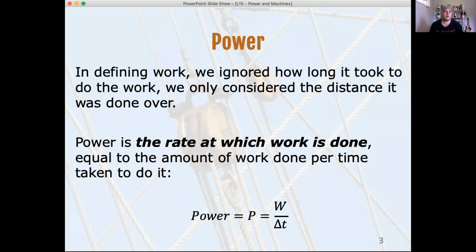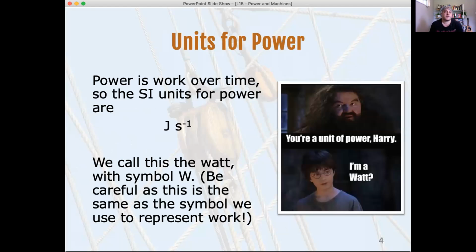We use the symbol capital P for power. So power P is equal to W over delta T. Remember delta being change in, so the amount of work done over the change in time. The units for power is joules per second. Joules is the unit for work, seconds being time, joules per second.